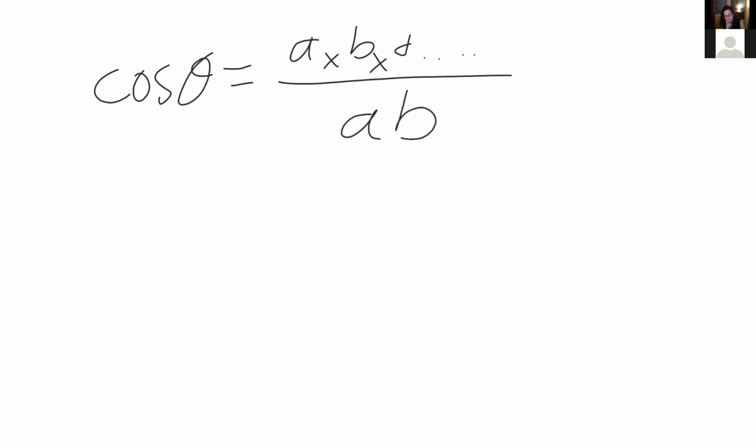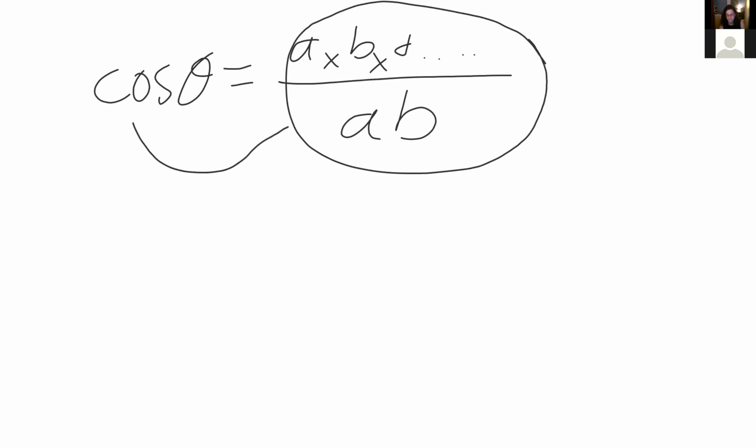the angle between them is going to be equal to the AX, BX, plus so on and so forth, divided by magnitude of A times magnitude of B. And so you'd calculate this in your calculator, and then you'd ask your calculator to take the inverse cosine, and that would give you theta.